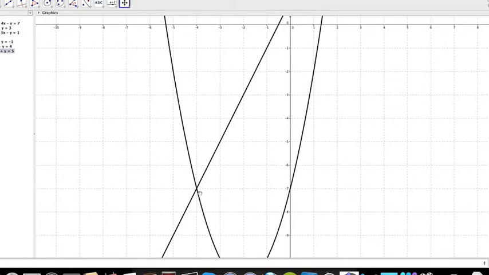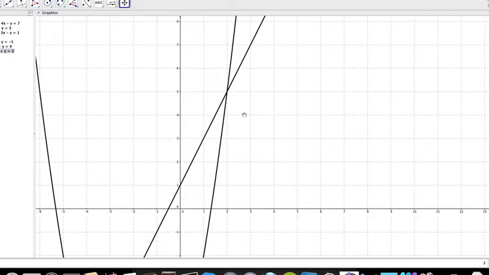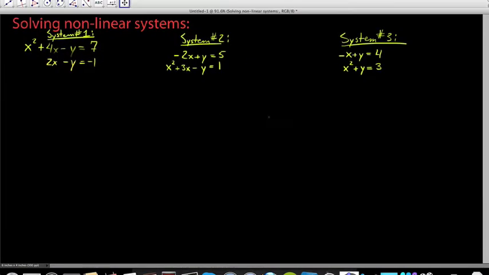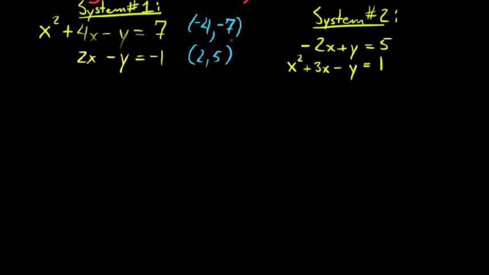It looks like -4 comma -7, and if we come up here to the right, it looks like about 2, 5. So coming back over here, with a little bit of foreknowledge, we suspect that we're going to get -4 and -7 for one of our solutions, and also 2, 5 for our second solution. There were only 2 in the system. So let's go ahead and solve this thing using substitution.